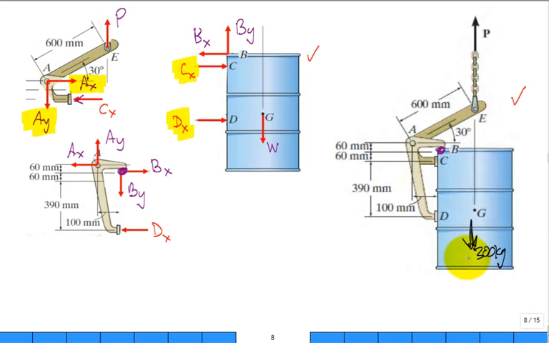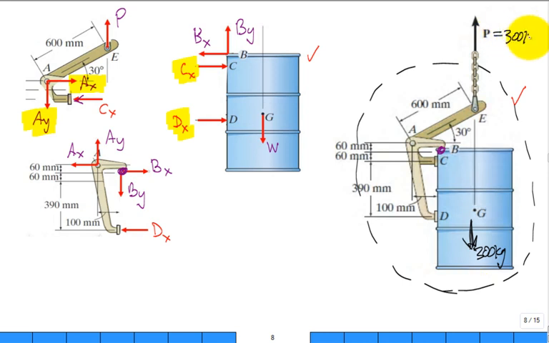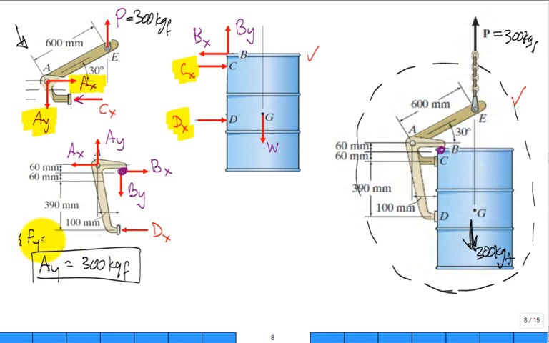Okay. Right away, can you tell what P is? What does P have to be? Do a free body diagram of the entire system. P has to be 300 kilogram force up. All right. Okay, if I'm looking for AX or AY, if I focus on this first member's free body diagram, one of those I can now determine. Which one can I solve for? AY. You're exactly right. So AY is 300 kilogram force. You got that from the sum of the forces in the Y on that first member. All right. Can you get AX?